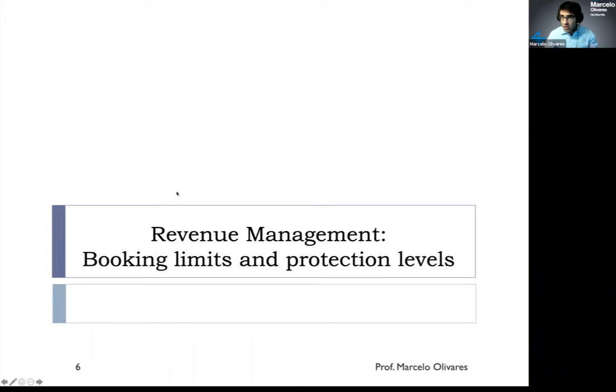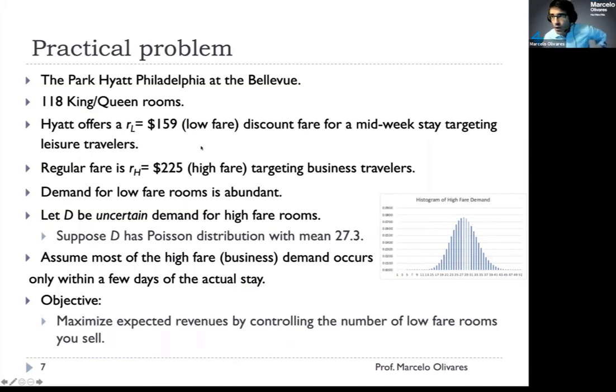Okay, so we're gonna talk about one strategy that's typically used in revenue management, which is called booking limits and protection levels, which was tightly connected to the examples that we saw while we were playing the game. Okay, especially in the last stage. So let's go for a hotel example.